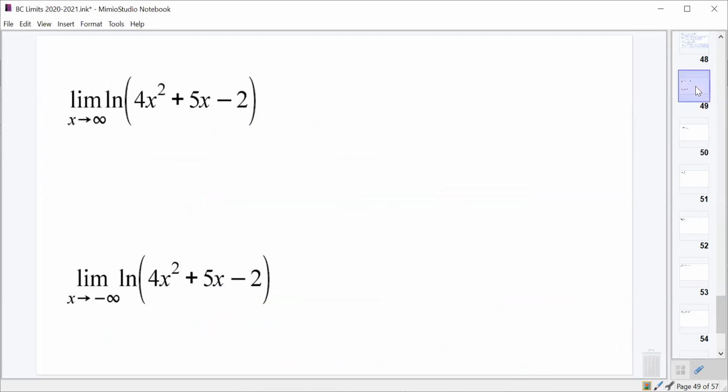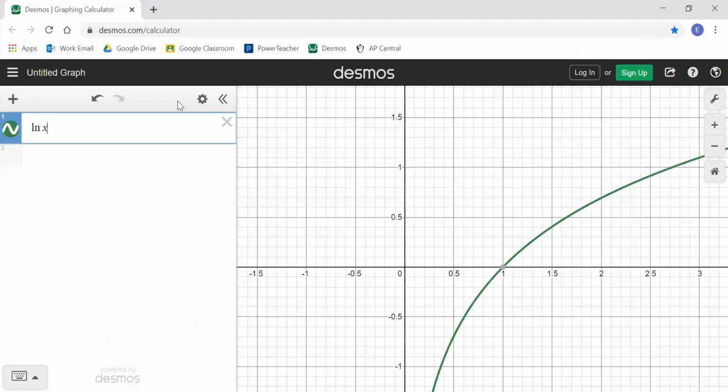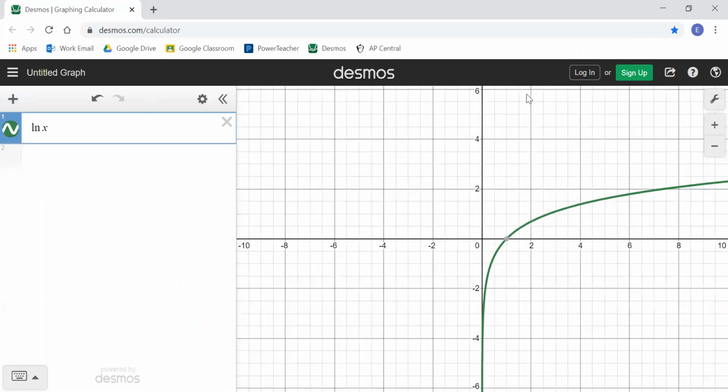Do a couple with logarithms here. We're going to do the same sort of steps where we did a U substitution like we did earlier. We're going to have to keep in mind what the graph of the natural log of x looks like as we're doing these. So what does the graph of natural log of x look like? We'll take a look at it on Desmos real quick, just so you guys remind yourselves of it. It's been a while probably.